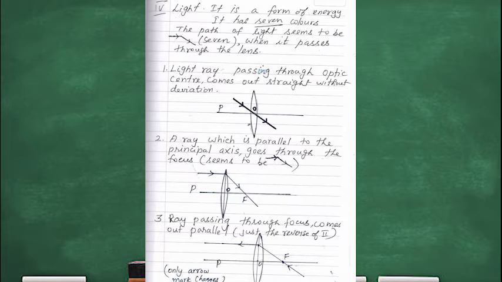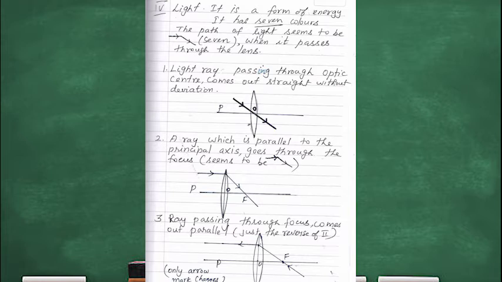Then the first condition is a light ray passing through the optic center comes out straight without deviation. You remember that it's like a door or a hole. Through the hole anything goes. What happens now? It goes in the same way, but in that line you should draw 2 arrow marks.